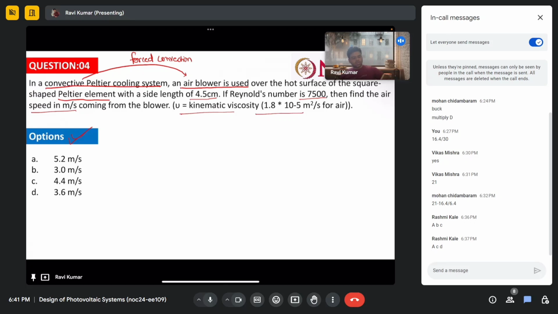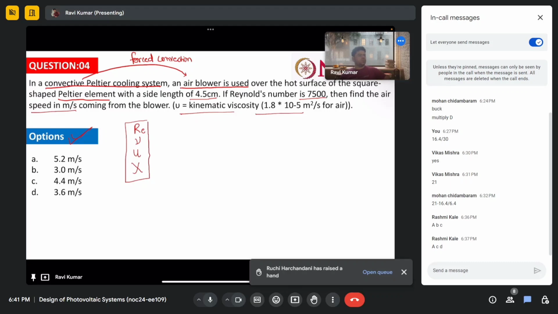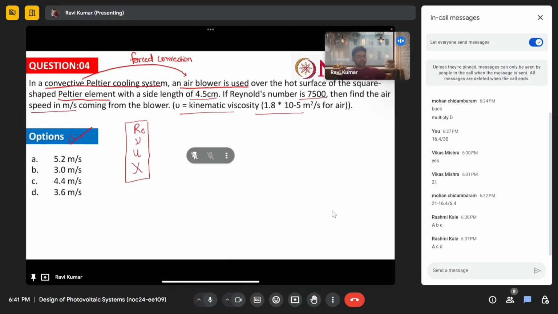The formula should have a relation between this Reynolds number, kinematic viscosity, this blower speed, and characteristic length. A formula which is having all these components will be used. Okay, I think you don't know the formula. I am writing here. So this is the formula. This is a relationship between the Reynolds number, speed, and kinematic viscosity. Now apply this formula and let me know the value of u.